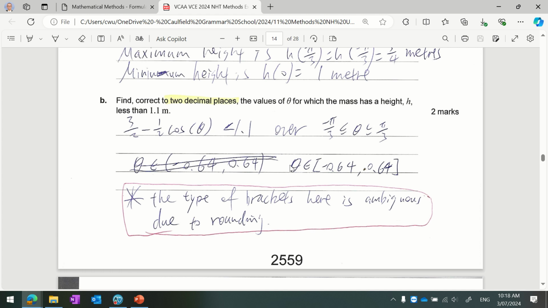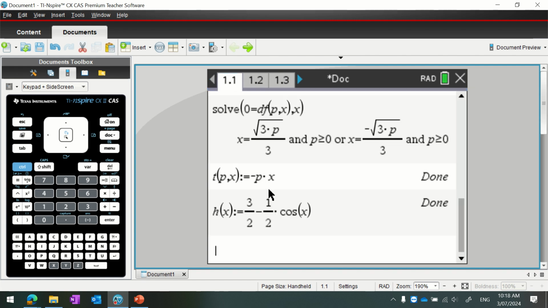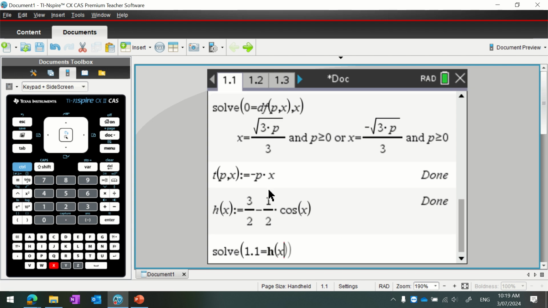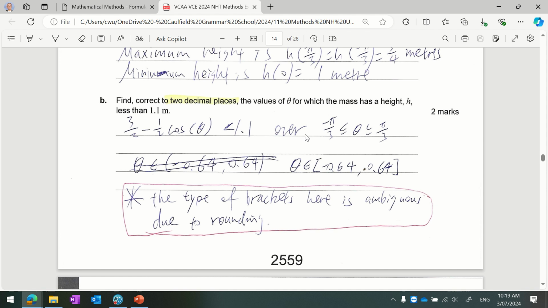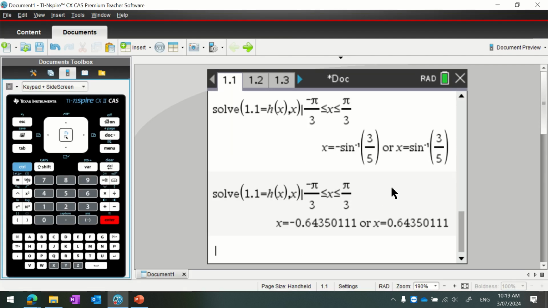So first of all, what we write down on paper is we want the height function to be less than 1.1 over this domain. But then what we actually type in the calculator is this. We type 1.1 equals h of x, for x between negative pi over 3 and pi over 3.